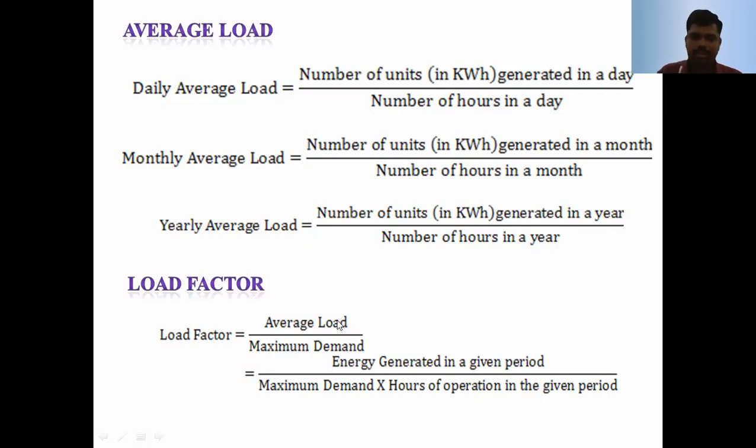The load factor is defined as the ratio of average load to the maximum demand, with the average load considered over a period of time. That is, it is the ratio of energy generated in a given period to the product of the maximum demand in the power station and the hours of operation in that period. The load factor is always less than unity, because the average load is smaller than the maximum demand.